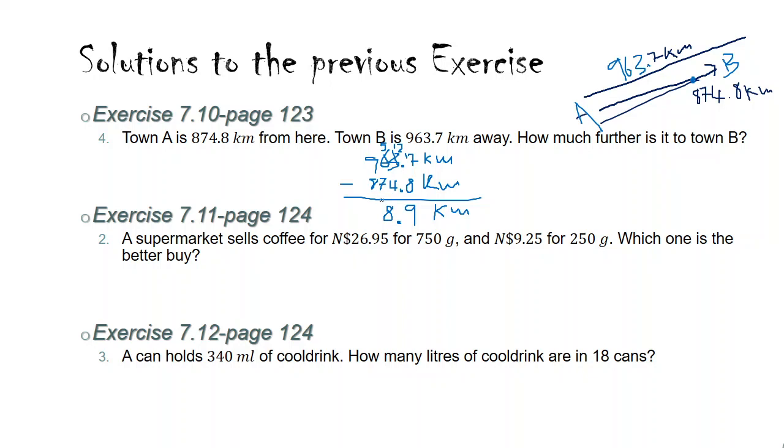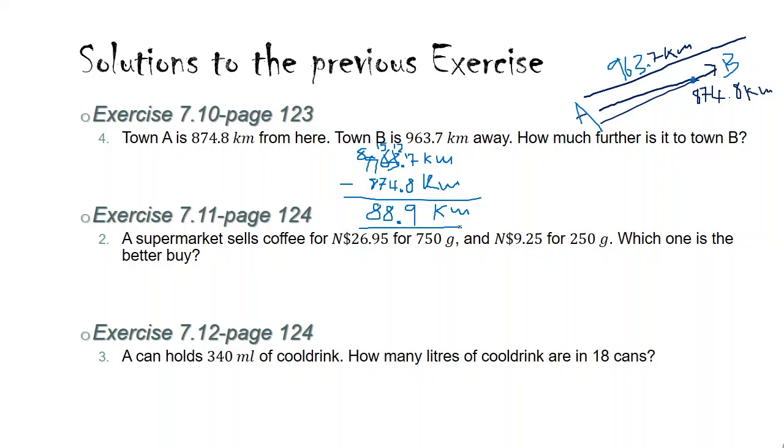Then 5 minus 7 is again not possible. Go and borrow from 9. Now we have 15 minus 7, which is also 8. And 8 minus 8 is 0. So that means there are only 8.9 kilometers left to reach B.